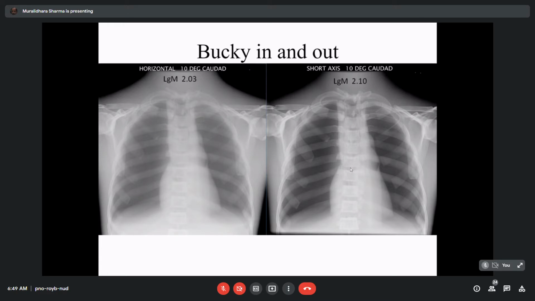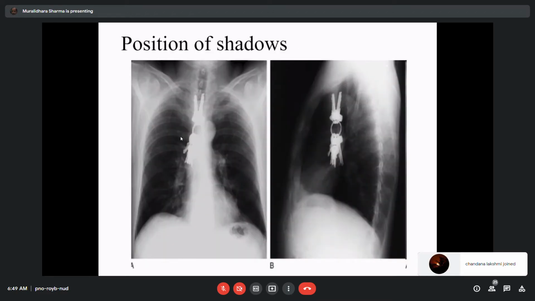Now, a bucky out film would have better clarity of the bone shadows, whereas in the bucky in film, the bone shadows are not so clear because the number of rays passing over the film would be lesser in case of the use of the bucky. So this is about the bucky being used and how it can affect the quality of the shadows.